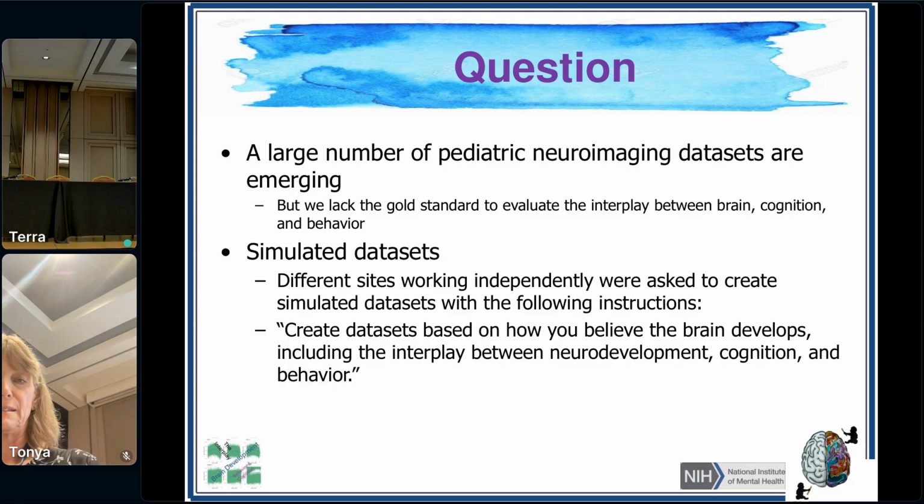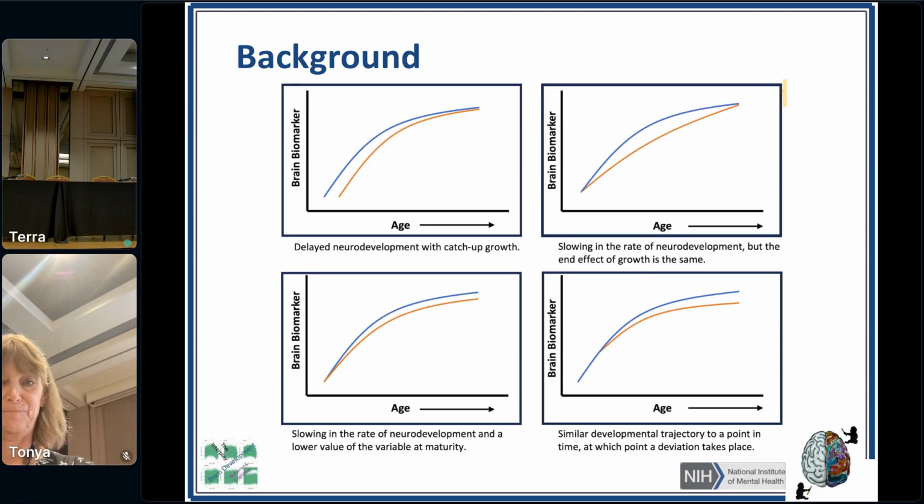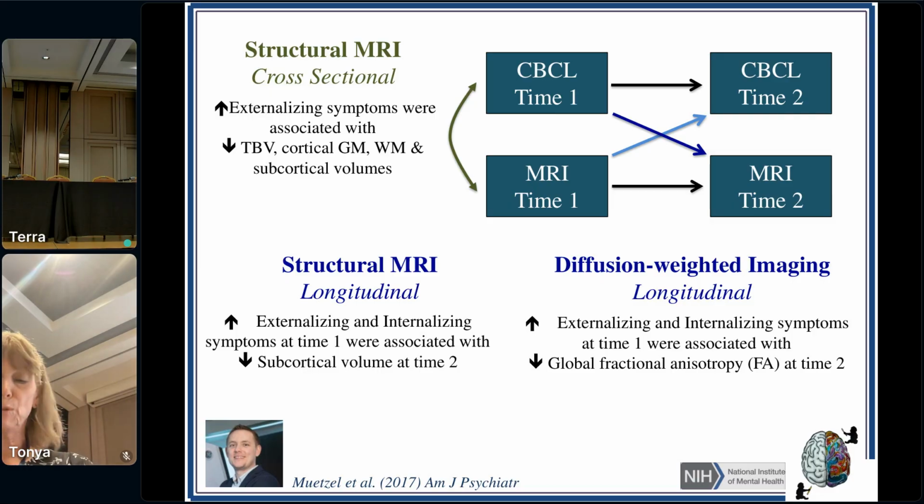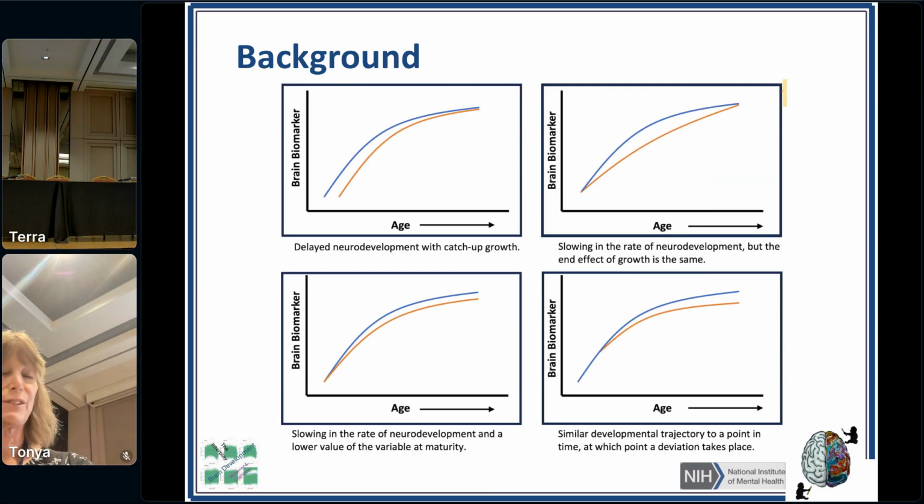So to give some examples of studies that have shown the relationship between brain and behavior from a longitudinal perspective: you can have delayed development, you can have slowed development, you can have delayed development but then reach a certain peak, so catch-up growth, or you can have delayed development and stay low, or you can continue along a trajectory and then veer off from that trajectory. And these are just some examples of that.